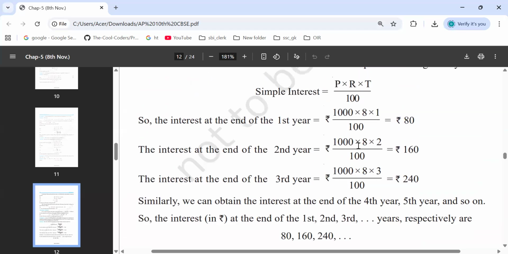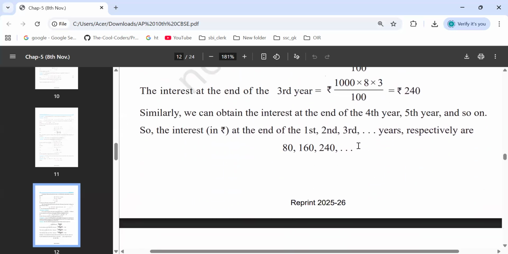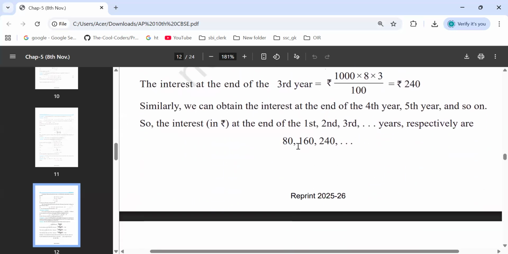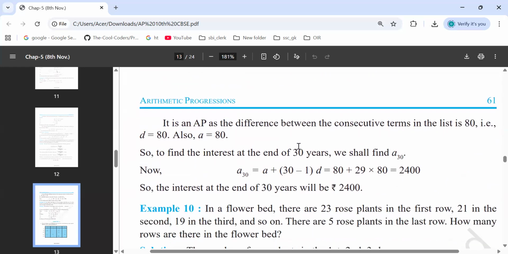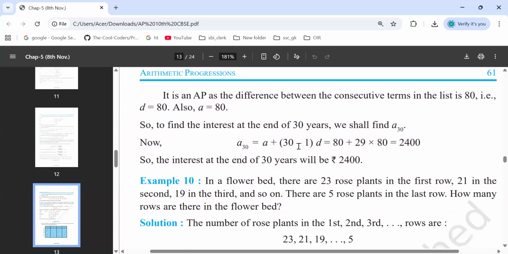So clearly we can see the interest that we get in the first, second, and third year is 80, 160, and 240. And we can clearly see the difference between 160 and 80 is equal to the difference between 240 and 160. That means the interest from simple interest basically forms an AP. So we can use the formula for AP in this and get the interest for 30 years.